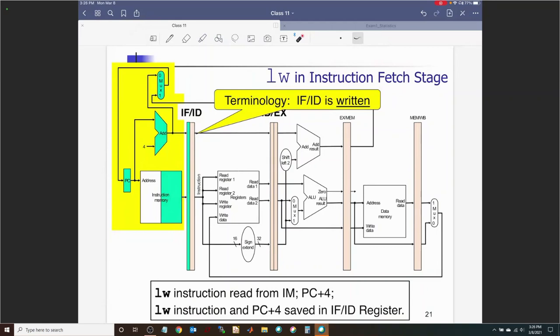So when you see the highlight on the left side, that indicates that you are writing to this, and when the highlight is on the right, that means that you are reading from it. So for the instruction fetch stage, the instruction is read from the instruction memory and you compute the PC plus 4 value. What you store in the IFID register is the instruction as well as the PC plus 4 value.